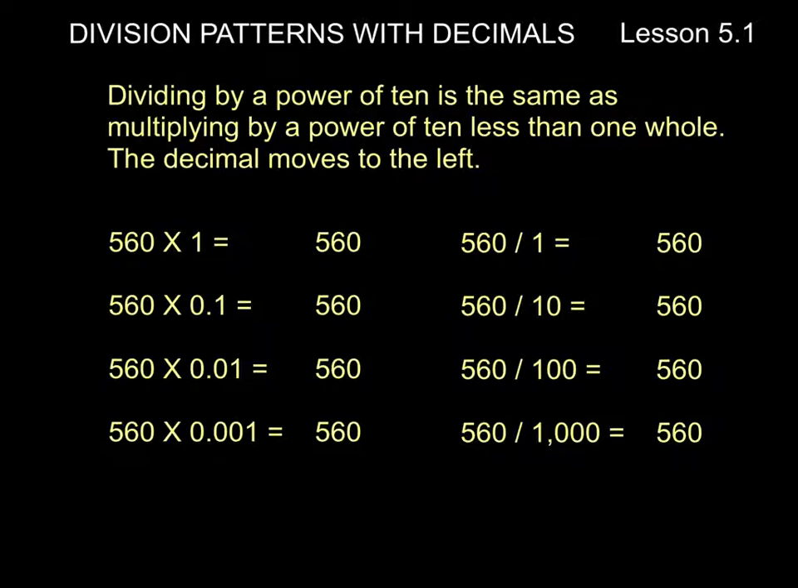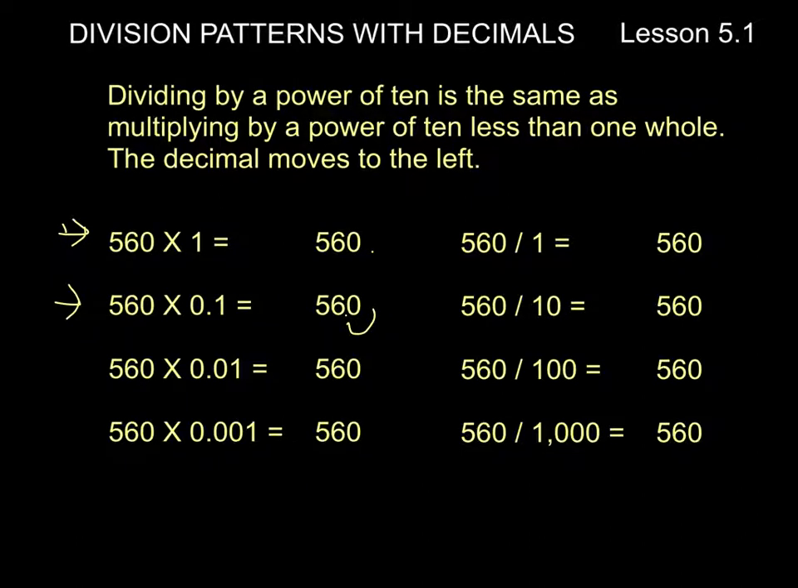Let's begin on our left. 560 multiplied by 1. That is the identity property, in which the result is 560. If we multiply 560 by a value less than a whole, then the answer will be a value less than 560. In this case, we'll move the decimal over 1, and we'll get 56.